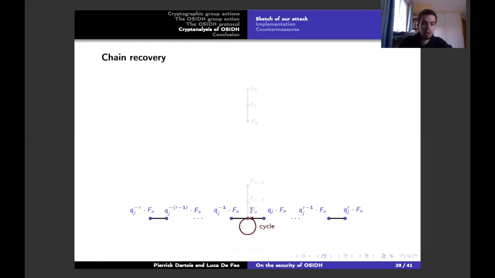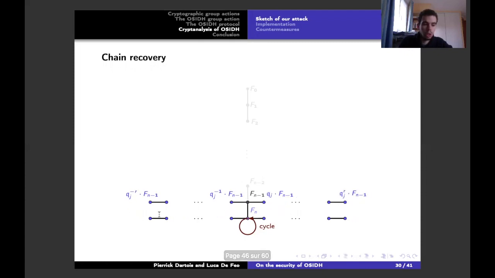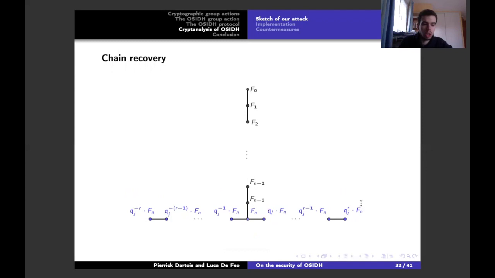So the attack works as follows. First, we leverage the horizontal chains to find the cycle. Then we recover Fn minus 1 with this cycle. This way, we can push the horizontal chains to level n minus 1. This is an easy computation. And find a cycle again. This is how we recover the whole chain, making OSIDH vulnerable again to the attack represented earlier.